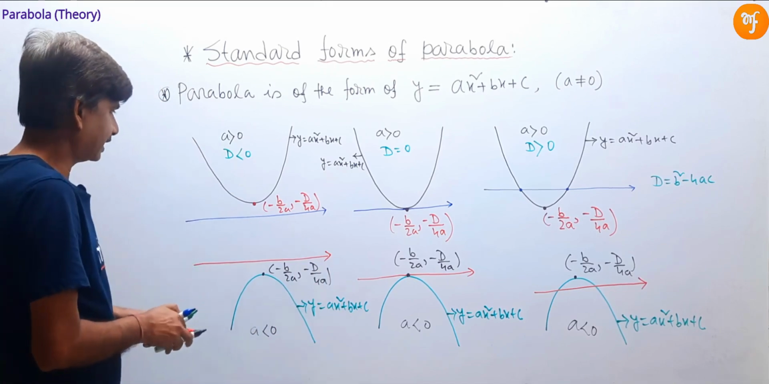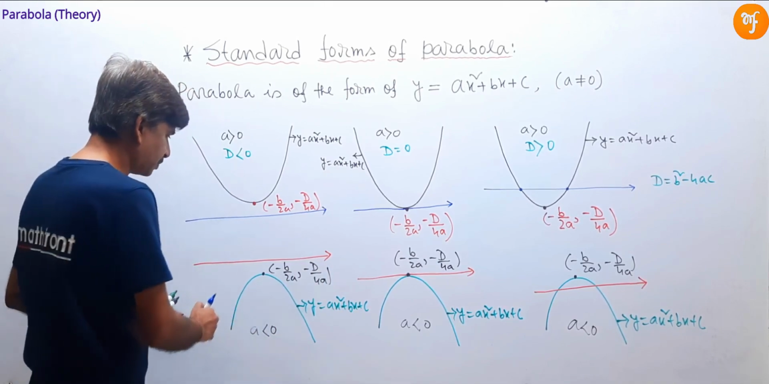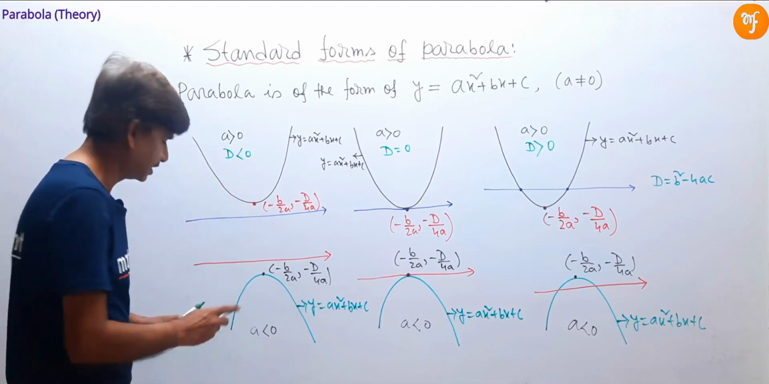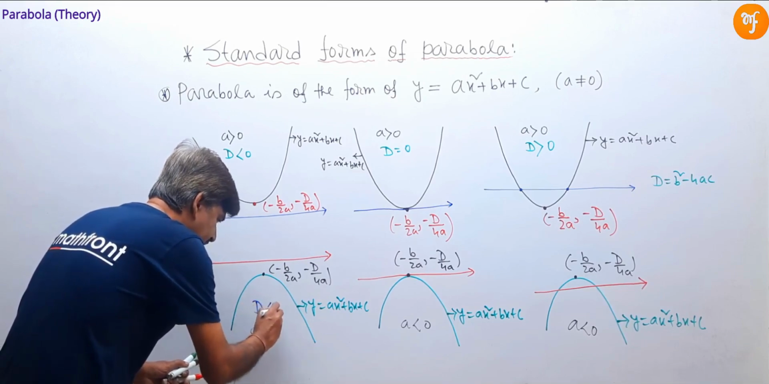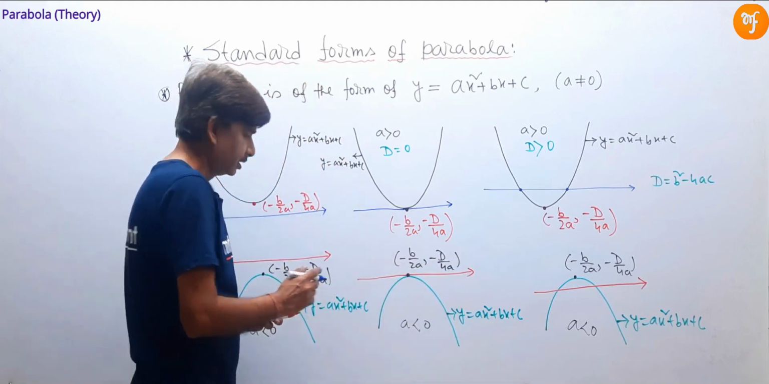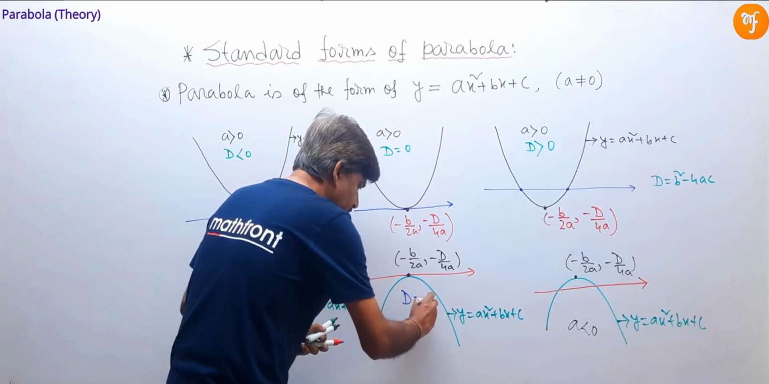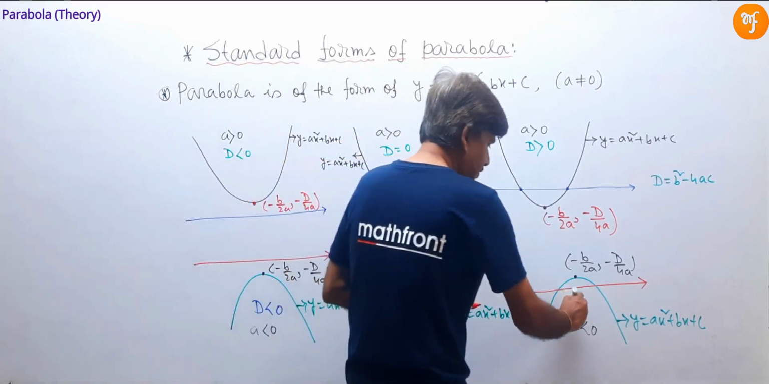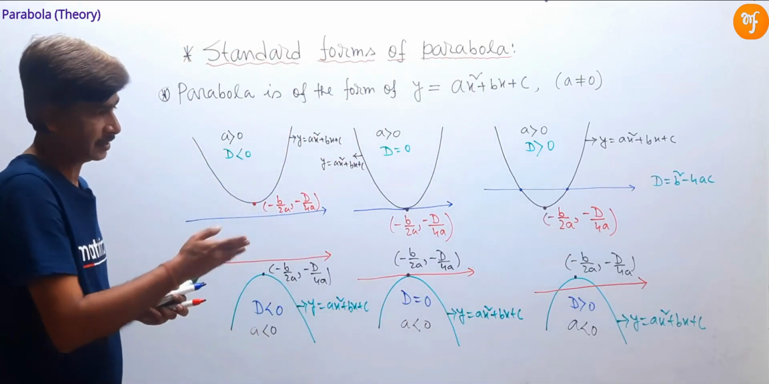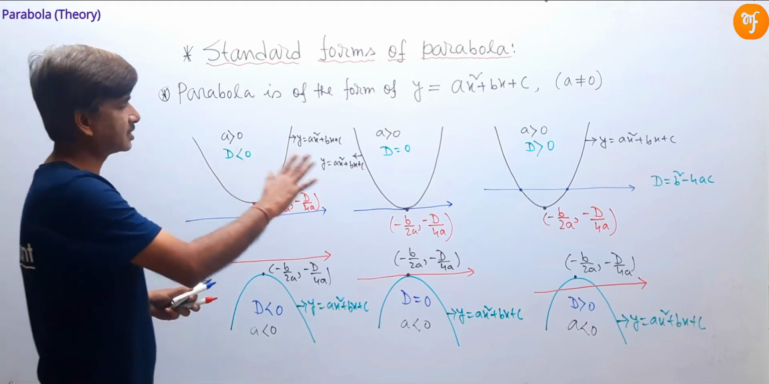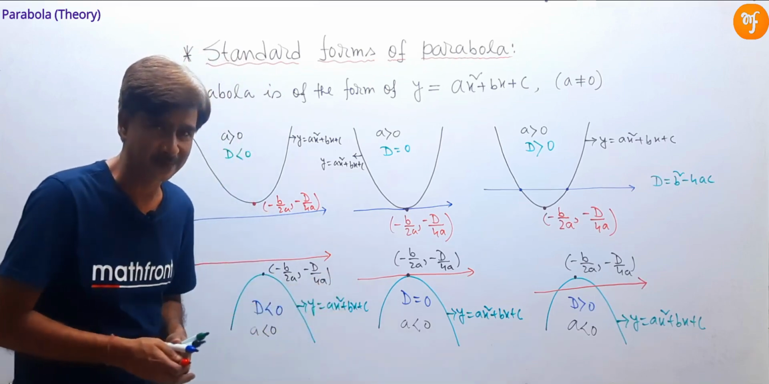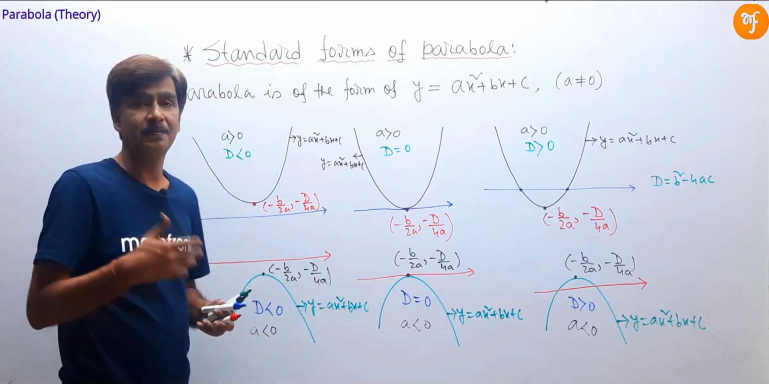Okay, clear? And the condition that the parabola neither touches nor cuts the x-axis, that is, the whole parabola is below the x-axis, is when d is less than 0. The condition that the parabola just touches the x-axis is d is equal to 0. And when d is greater than 0, then the parabola cuts the x-axis at two real and distinct points. So these are 6 diagrams of the parabola y is equal to ax square plus bx plus c, depending on the values of a, b and c.